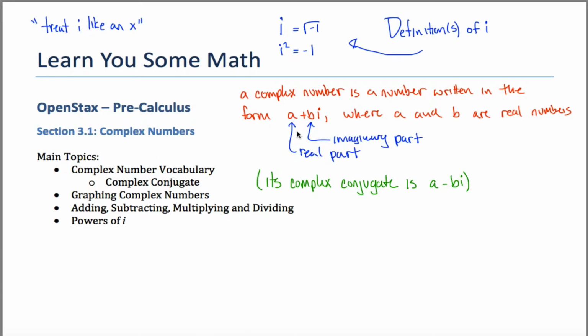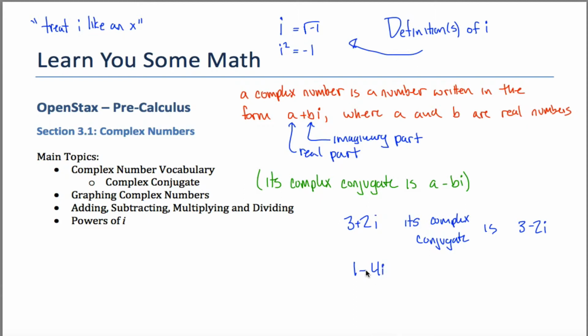First of all, a little bit of vocabulary. A complex number will be written in this form, so your answers will look like this. A complex conjugate is a lot like a complex number. You just change the sign on the imaginary part. If I have a complex number like 3 plus 2i, its complex conjugate is 3 minus 2i.